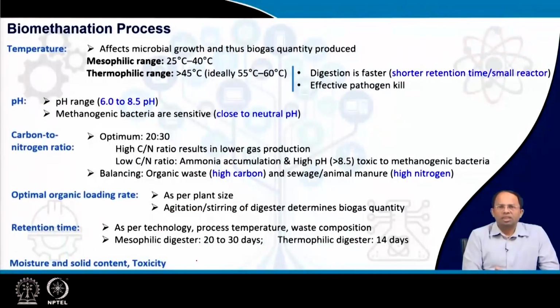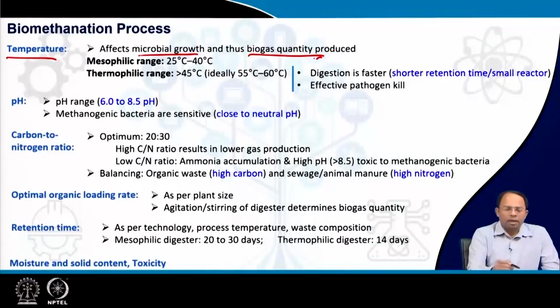So coming to the processes, a little bit more details. The temperature ranges in which biomethanation operates. As you know, temperature affects microbial growth, and depending on microbial growth, the biogas quantity that will be produced is also dependent. We have the same two temperature ranges that we discussed in composting, that is the mesophilic range and the thermophilic range. Mesophilic range is 25 to 40 degrees, whereas thermophilic is more than 45.